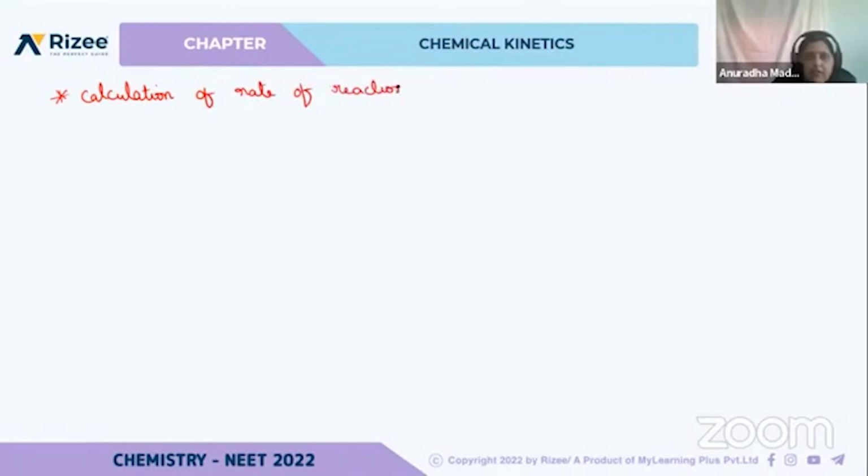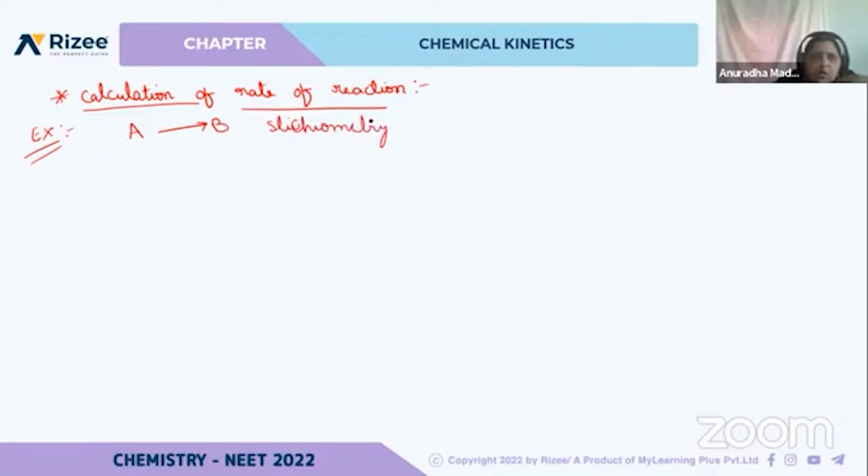Calculation of rate of reaction. Let's see, for example, if A changes to B, A is the reactant and B is the product, that we know. Then what is the stoichiometric ratio of this reaction? 1:1. What do we mean by stoichiometric ratio?